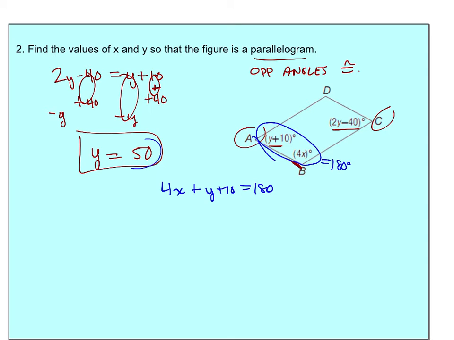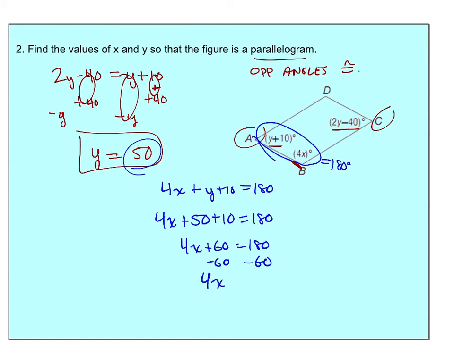Okay, but I know what y is. I know that y is going to be 50. So that makes this 60, subtract 60, subtract 60. So 4x would equal 120. So x will equal 30. There's my answer.